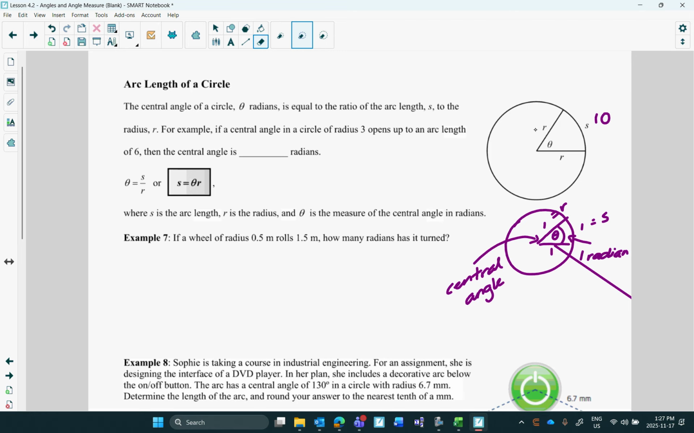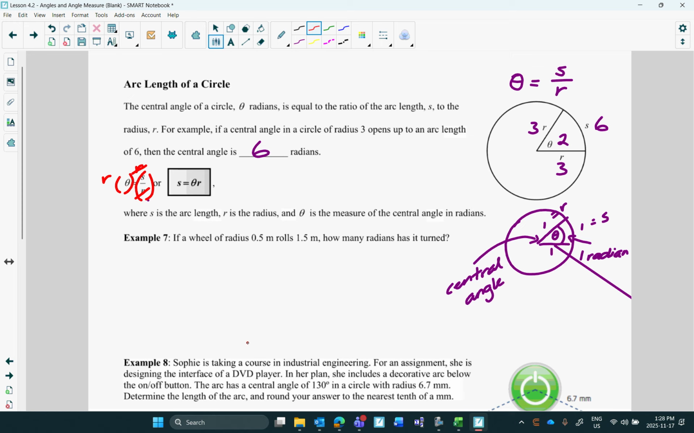And then I gave you an example here. If you have a central angle that opens with a radius of 3, that opens up to an arc length of 6, so if this is 3, and this is 3, and this is 6, this is going to be 2. Because the measure of the central angle will always be the arc length at the end of that angle divided by the length of the radius of the circle. And if we took this formula and multiplied both sides by R, the R's would cancel. And therefore, the arc length would equal the central angle times the radius.